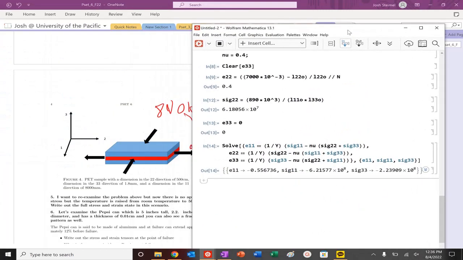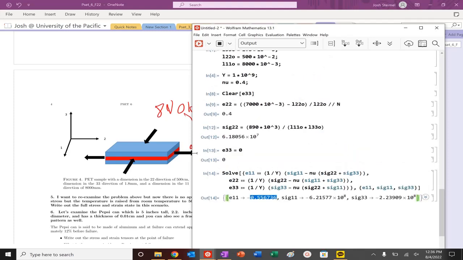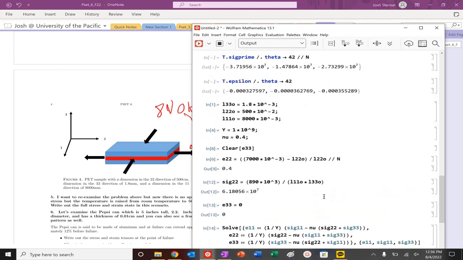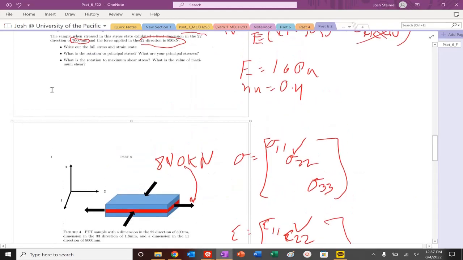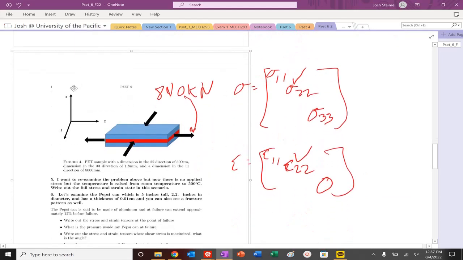Does this make sense? In the 1-1 direction, we are actually negative. Now this could be because the compression here is still so negligible and small that my sig11 is actually in the opposite direction. Basically, mathematically, we can go determine that. And then we've got our sig33 right here. So that is our full stress and strain state.